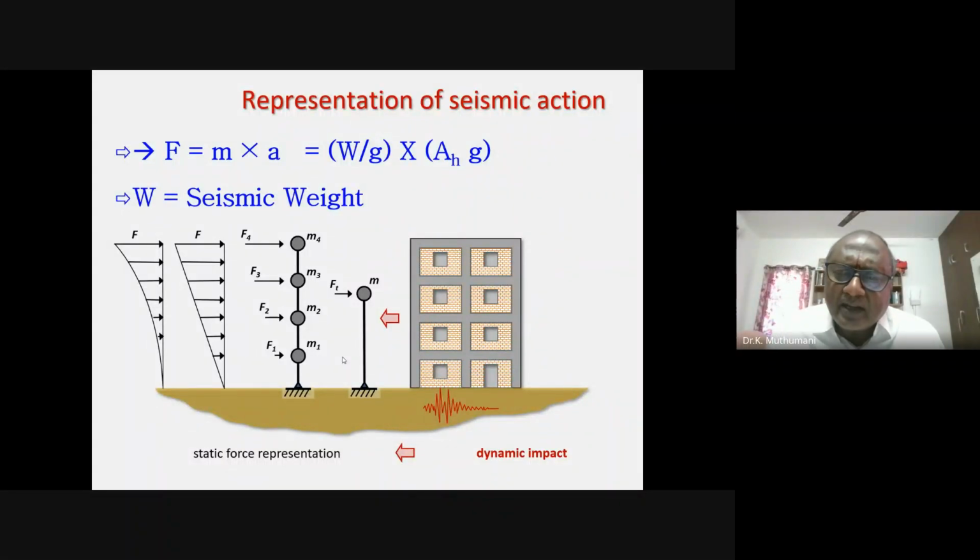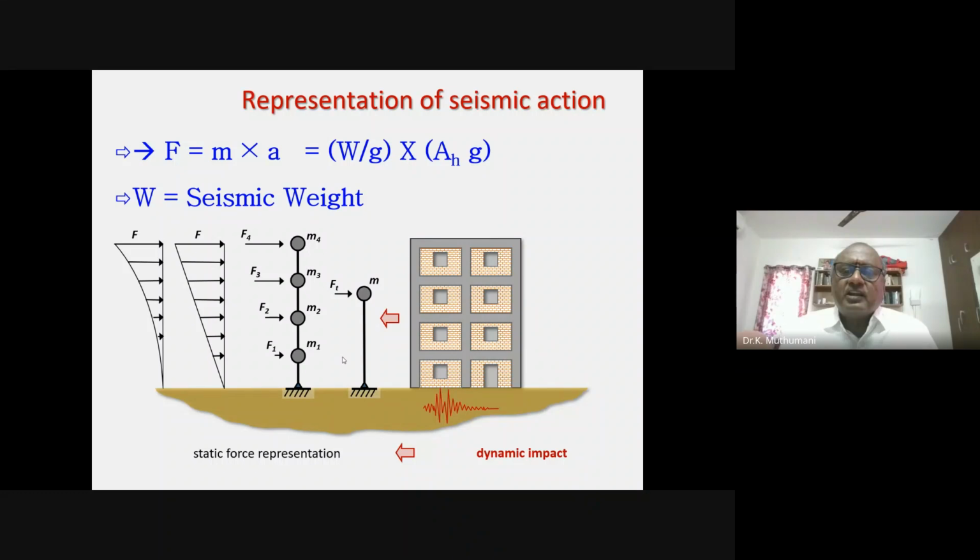But it is a very complicated phenomenon because the loading is random, because there is no uniform G level that comes and there is no frequency content. So all these are funny things to happen. So in order to make this simple for a designer, we adopt a rule of Newton, which says force is equal to mass into acceleration.